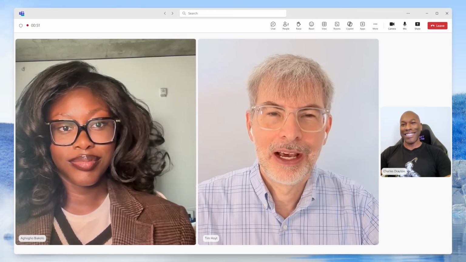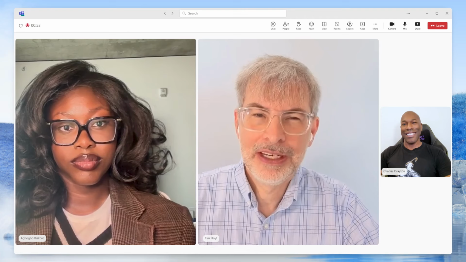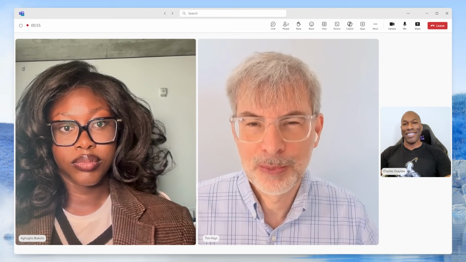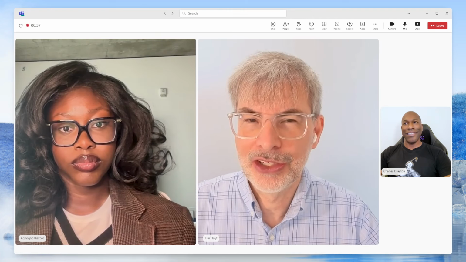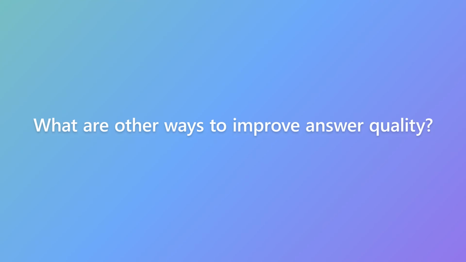Awesome. Yeah, Aghogho, what I've seen is that to improve the response quality of a Copilot Studio agent, there are a few things that make a big difference. Turning on generative features, determining which knowledge to include and how to include it, updating the instructions, and using topics to only reason over a subset of knowledge for a particular question. What are other ways to improve answer quality?